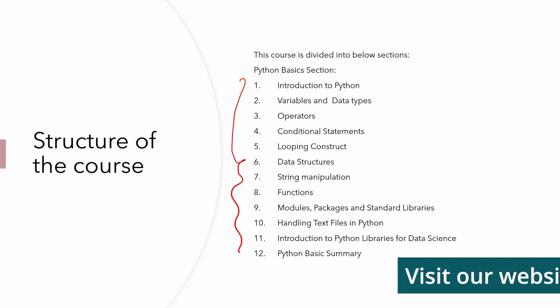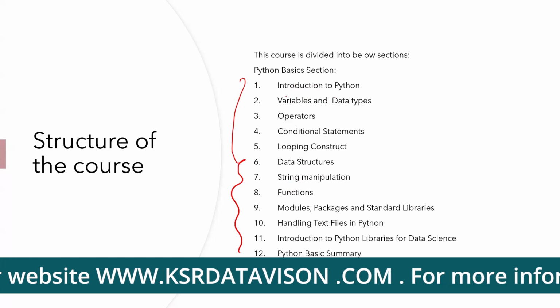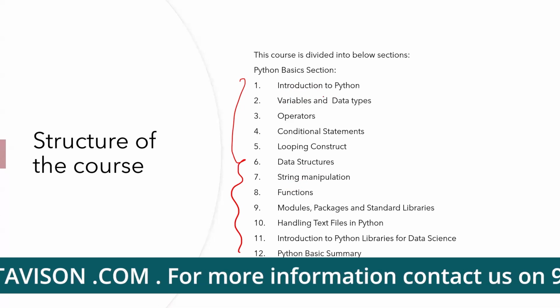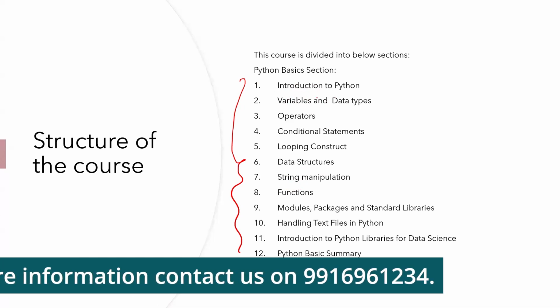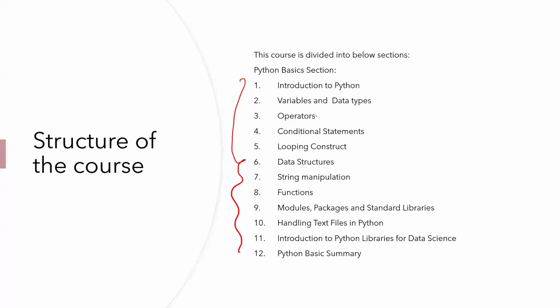In the second, we'll talk about what you mean by variable. How do you define a variable? What are the different kinds of variables we have? What is a data type? What are the different types of data types we have? Operators, like logical operators, mathematical and arithmetic operators, comparison operators, and conditional statements to apply the condition, looping, while loop, for loop, like this.